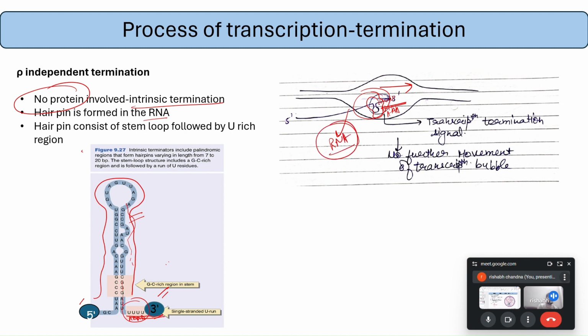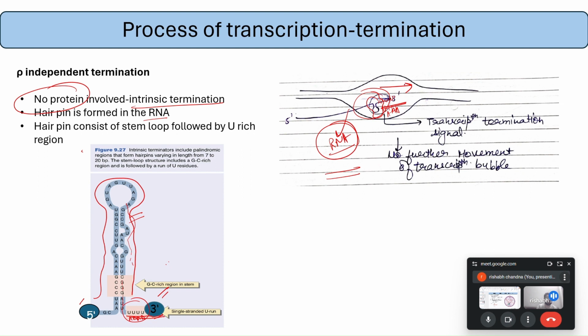Okay, so although how RNA is being released with the rho independent termination is still under study, this is the proposed mechanism that might occur in this particular case. Okay, so this is how the rho independent termination works.